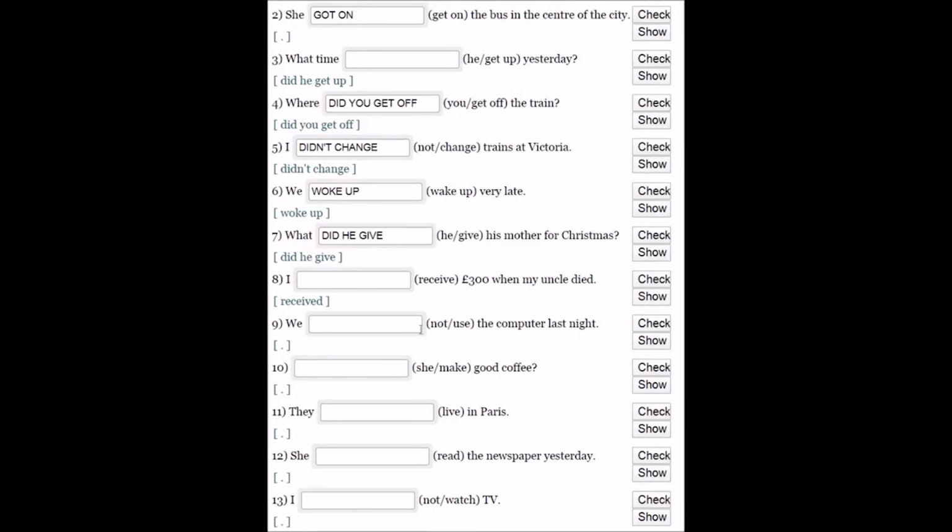We did not use the computer last night. So if we see the word not, that means did not, and then just add the same verb. Didn't use. Let's see. Didn't use.